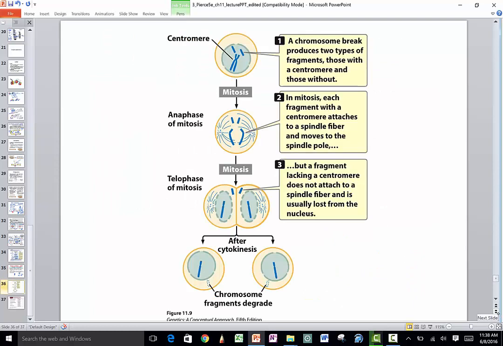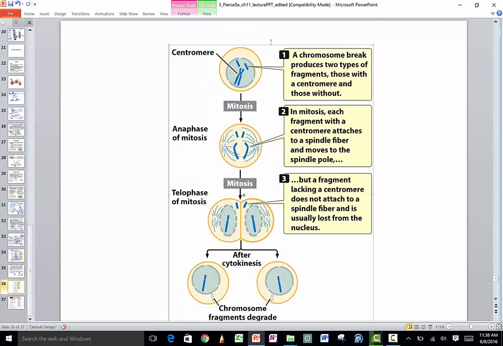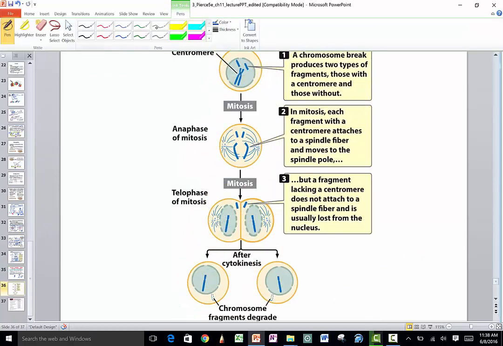And this is just a quick experiment showing what happens if you don't have a centromere. A little fragment of a chromosome that doesn't have a centromere will get lost. It doesn't replicate normally.